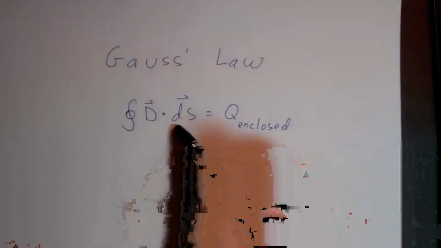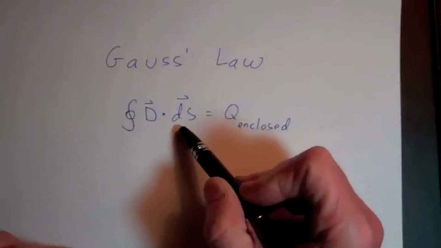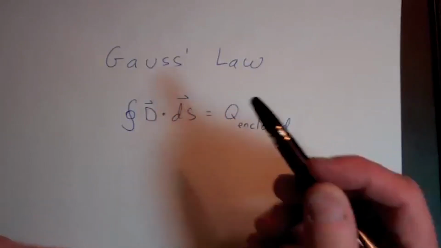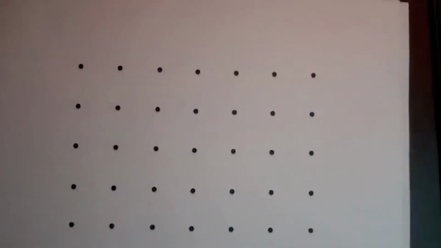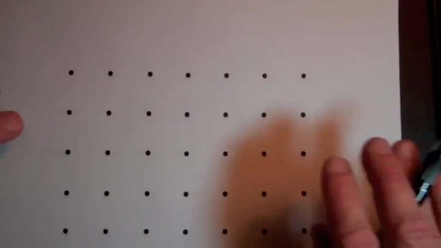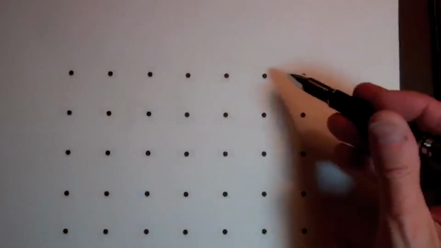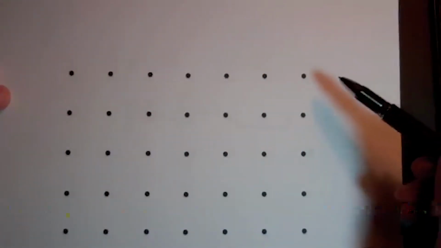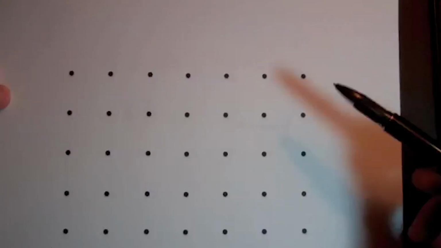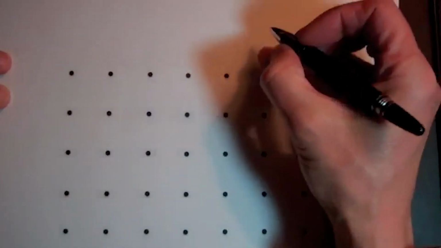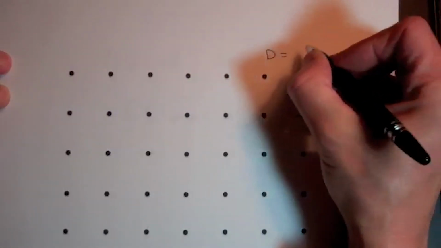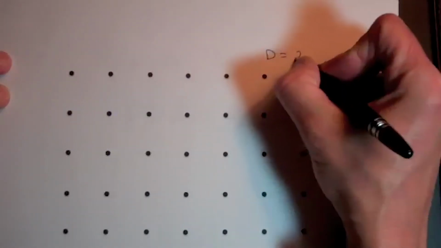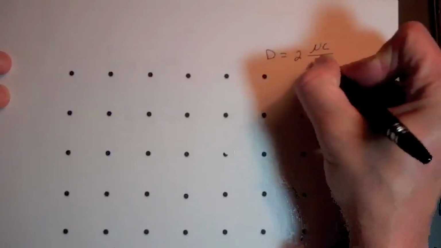Let's look at the role this dot product plays in determining the amount of flux coming through our surface. Let's assume we have a uniform electric flux density field that is normal to the plane of this page, so these dots represent the orientation of this vector field coming up out of the page. And let's give it a value. Let's say the magnitude of the electric flux density field is 2 microcoulombs per square meter.